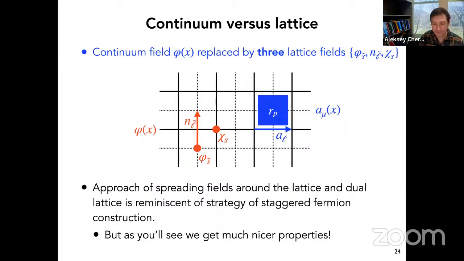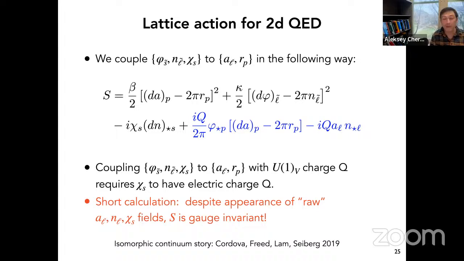So I can finally write the full action for 2D charge-q QED. So this stuff we already wrote, these three terms, and then you have two more. This one couples the compact boson to the field strength of the gauge field. And then there is one extra term that I have to talk about in a second. But one of the things being done here is that the field chi has electric charge q, because we want to get charge-q QED.